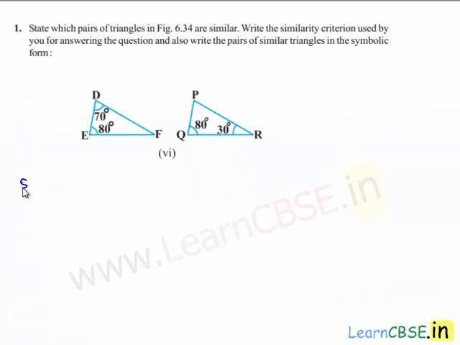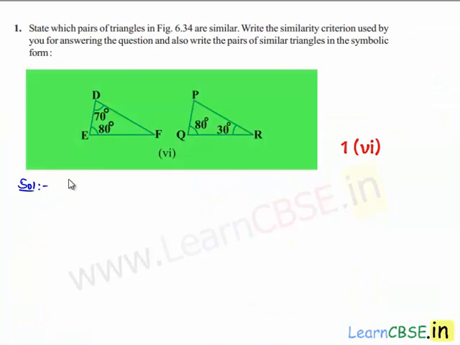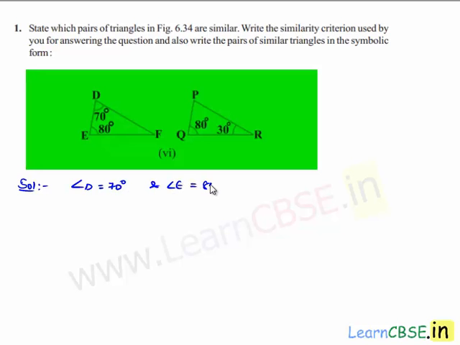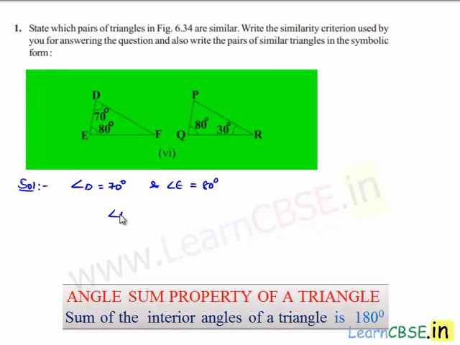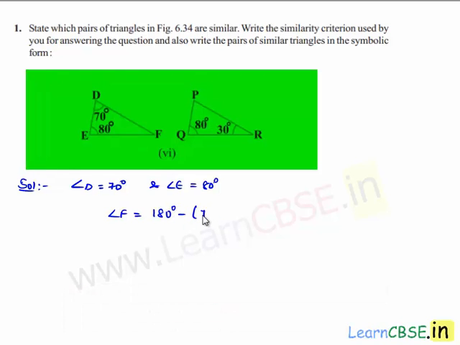Now moving on to a solution for 6th bit. Here two angles of a triangle are given, that is angle D is equal to 70 degrees and angle E is equal to 80 degrees. Let us find angle F. We know that sum of angles in a triangle is 180 degrees. Here F will be equal to 180 minus (70 degrees plus 80 degrees), which is nothing but 30 degrees. So here we got F as 30 degrees.